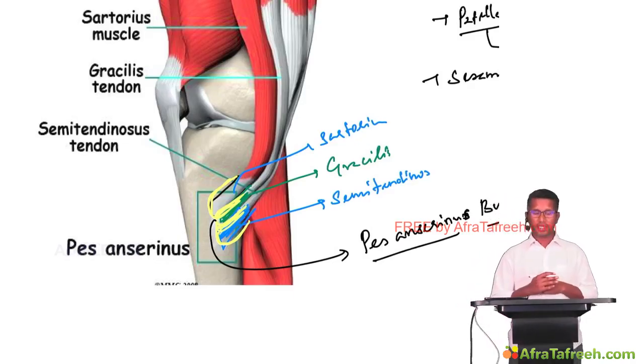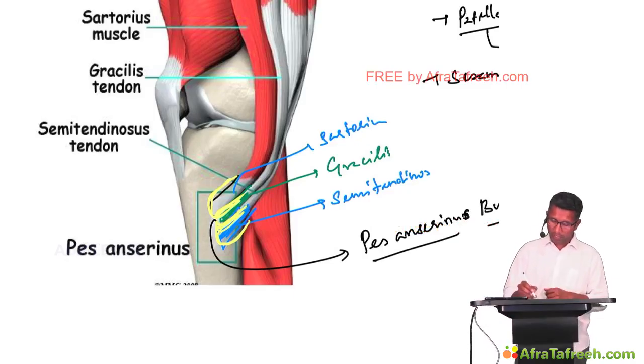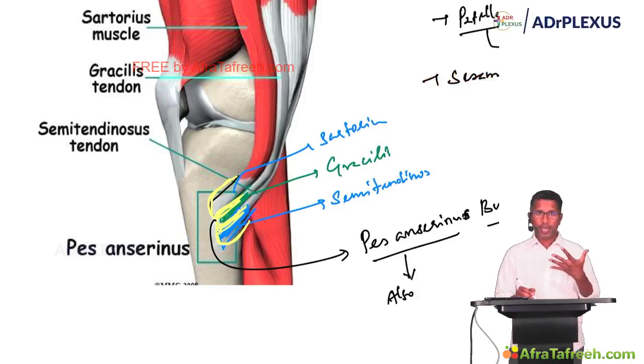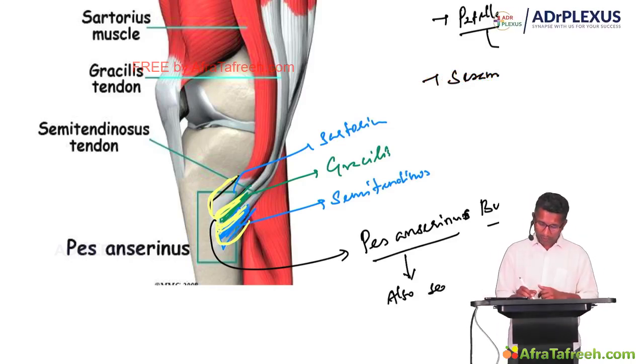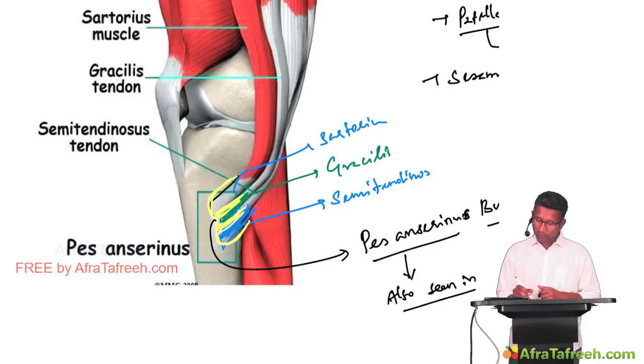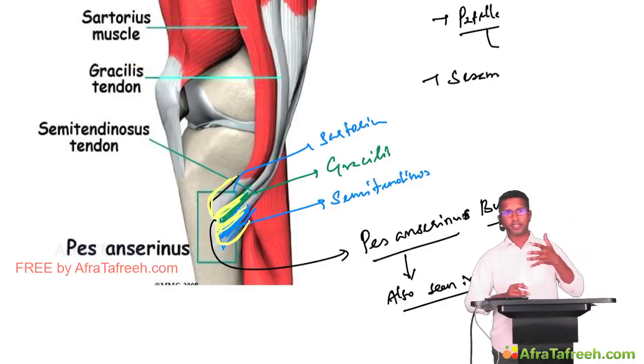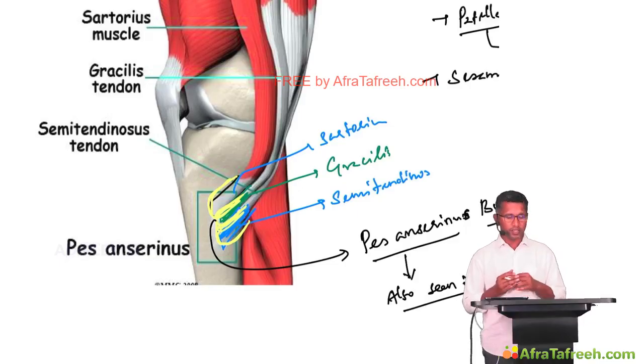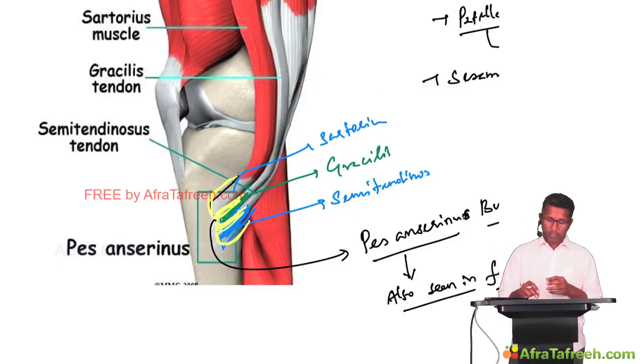Can anybody tell me, pes anserinus appearance is seen in one more area of the head and neck region? I have already given a clue. Yes, very good Shanmuga, very good Muga. It is the facial nerve. Excellent guys. The pes anserinus term is also seen in the facial nerve. So this is about the pes anserinus bursa, which is separating these muscles in this region.